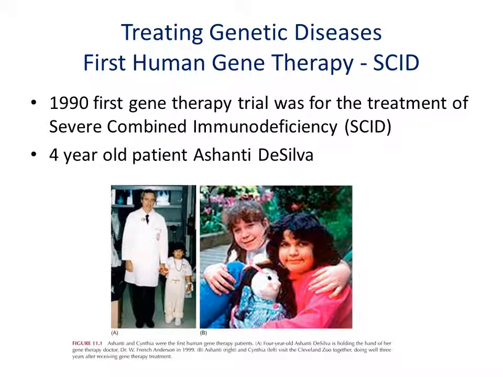So the first example that we know of someone who was treated by gene therapy was a young girl named Ashanti De Silva when she was only 4 years old. She was suffering from something called SCID disease, or severe combined immunodeficiency. She actually had 2 siblings who were also suffering from this condition.